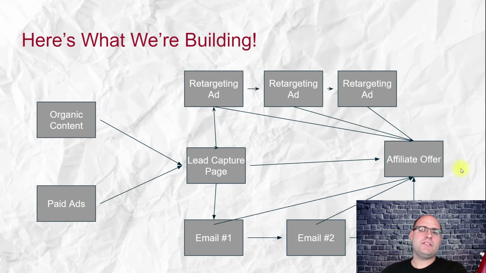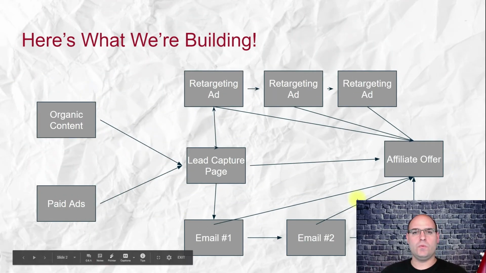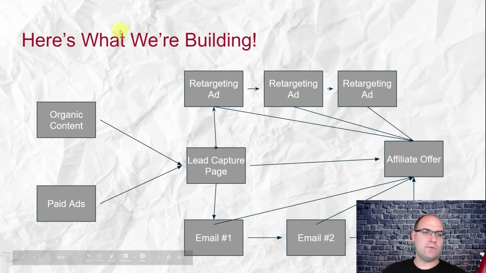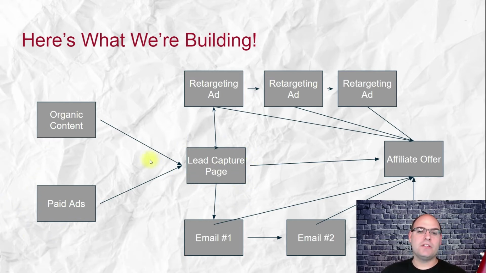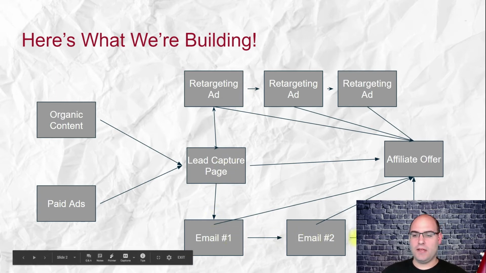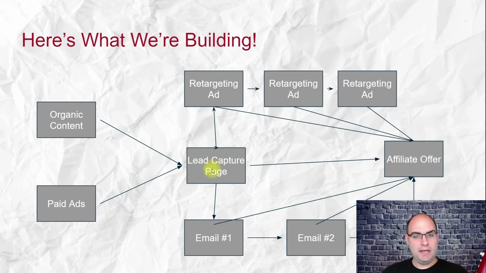So here is the complete picture of what we're going to be building today. This is the end result. We're going to have organic content that we create. We've got paid ads that we buy. They all lead towards a lead capture page. People who opt in at the lead capture page get put on an automated email sequence right before they get forwarded over to the affiliate offer. And then the people that don't opt in get pixeled into a retargeting ad sequence, which will then put them back toward the affiliate offer. I'm going to show you how to get here.